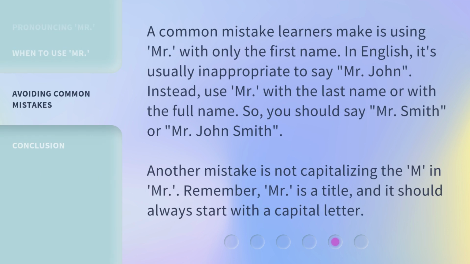A common mistake learners make is using Mr. with only the first name. In English, it's usually inappropriate to say Mr. John. Instead, use Mr. with the last name or with the full name. So, you should say Mr. Smith or Mr. John Smith.